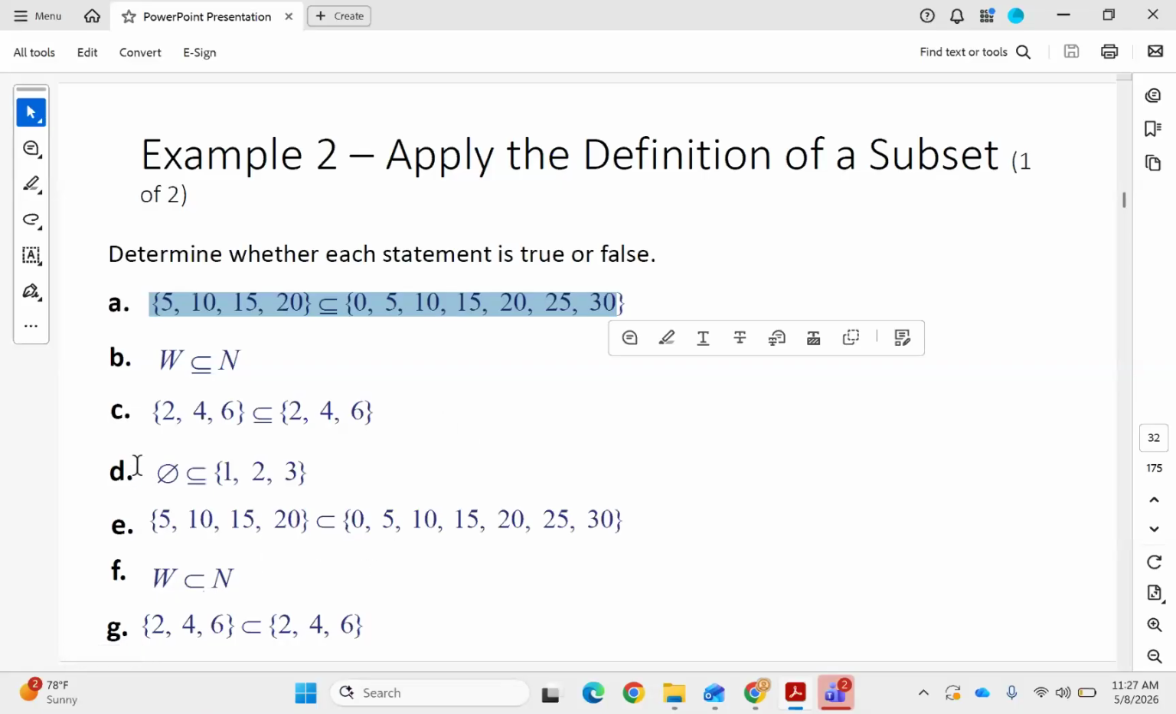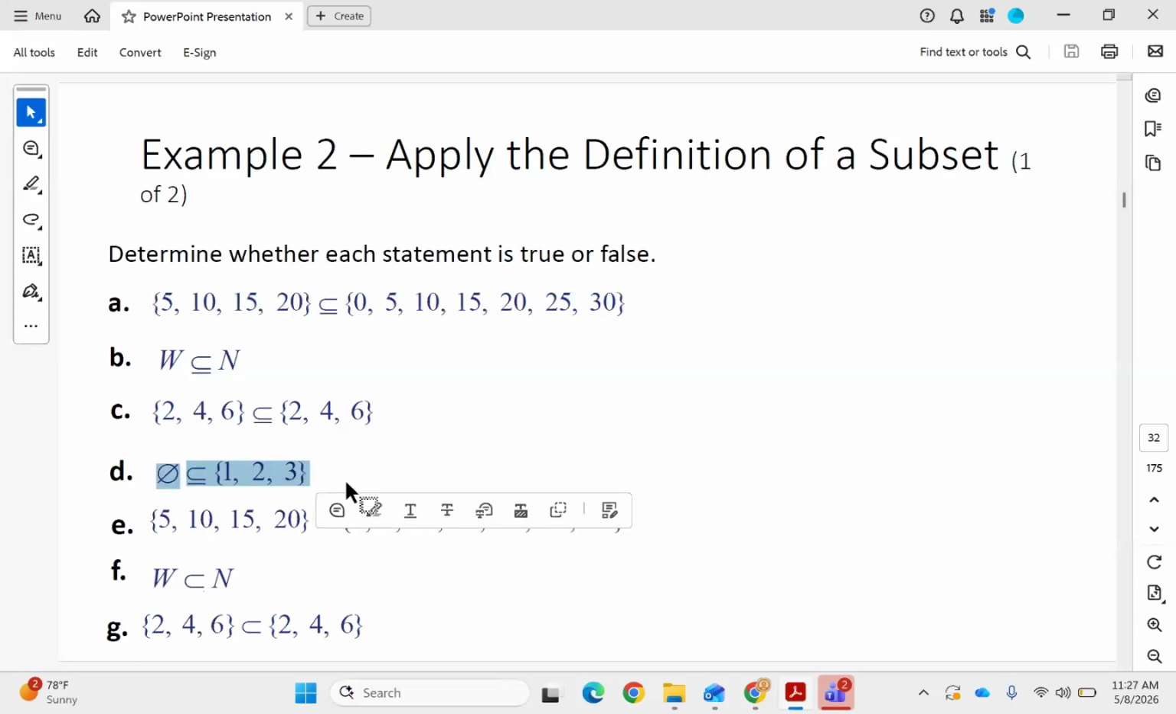All right, if we move on to example D, this is more of a technical example. On the left, this symbol represents the empty set, which is the equivalent of the 0. So the empty set is the set that has no elements. And by definition, this is a subset of every set. Another example, E.